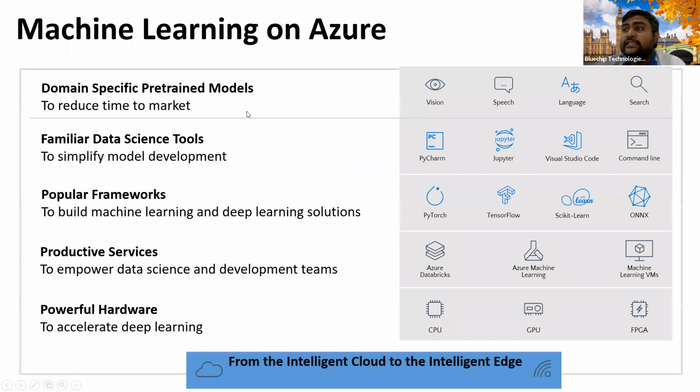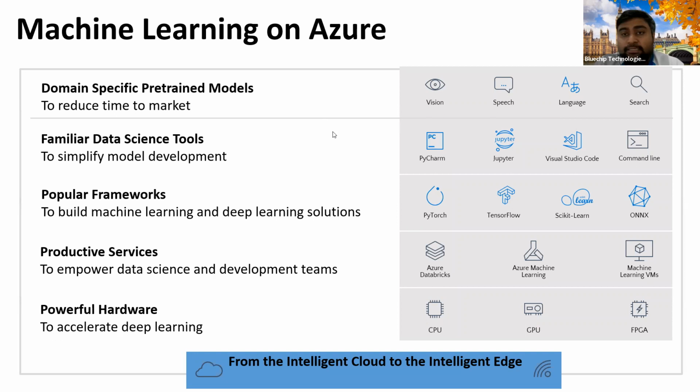You can see there are various kinds of services Azure provides. Azure ML provides different sets of frameworks, data science tools, and also built-in tools. For example, the first one is pre-trained models. That means you don't need to create any model. Automatically, everything will be there. You just consume the API. There are vision, speech, language, and search.